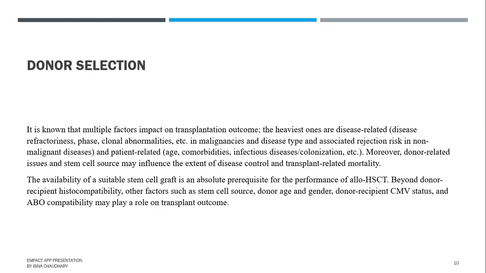The availability of a suitable stem cell graft is an absolute prerequisite for the performance of allogeneic hematopoietic stem cell transplantation. Beyond donor-recipient histocompatibility, other factors such as stem cell source, donor age, gender, and donor-recipient CMV status also impact transplantation outcomes. Even ABO compatibility may play an important role in transplant outcome.